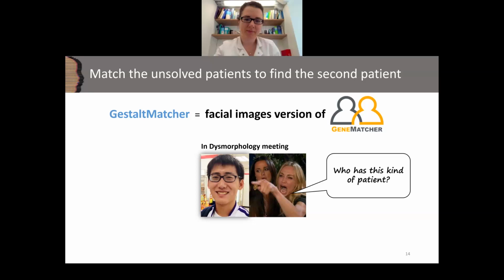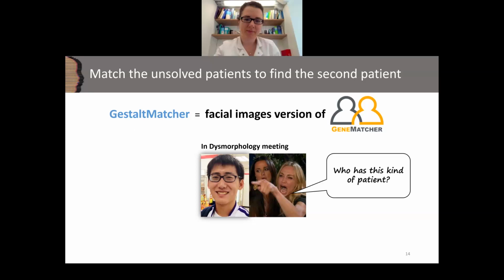Maybe you find a patient in Australia, or you find a patient in maybe Brazil. By this kind of matching mechanism, you will receive the contact of the clinicians who have this patient. So therefore, we imagine Gestalt Matcher can also achieve this kind of task.